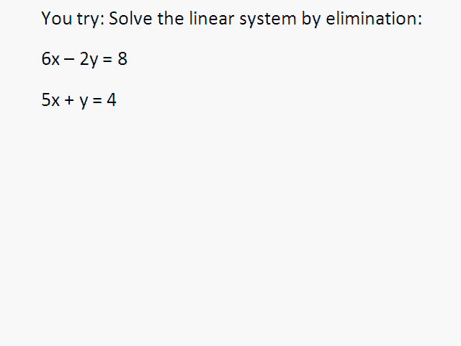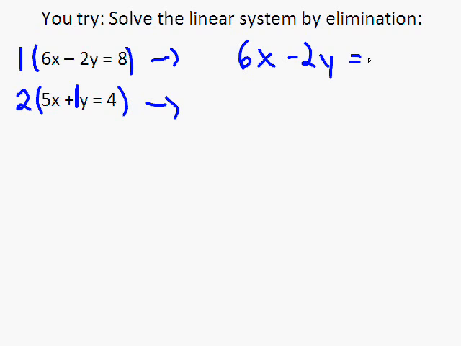If you chose to eliminate the y's first, the process is actually going to be a lot simpler. Sometimes it is, sometimes it's not. We need to make negative 2y and a positive 1y the same number but different signs. Now, they're already different signs. So all I have to do is multiply the bottom equation by 2, and the top equation, well, I can leave it alone or multiply it by 1. Same effect. This gives me 6x minus 2y is equal to positive 8.